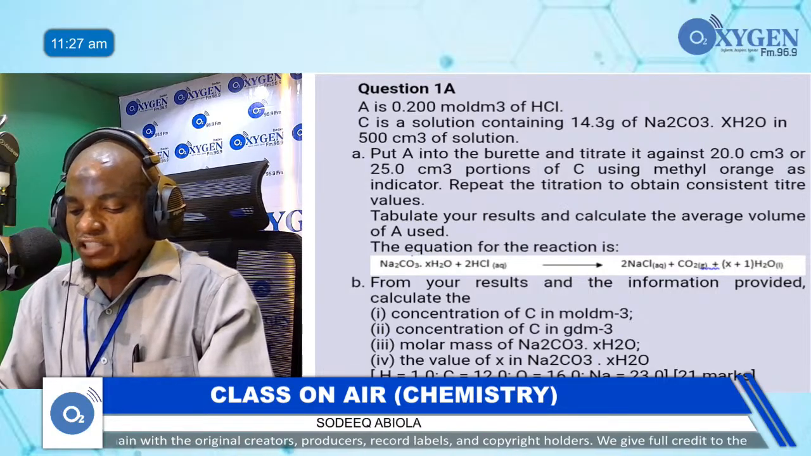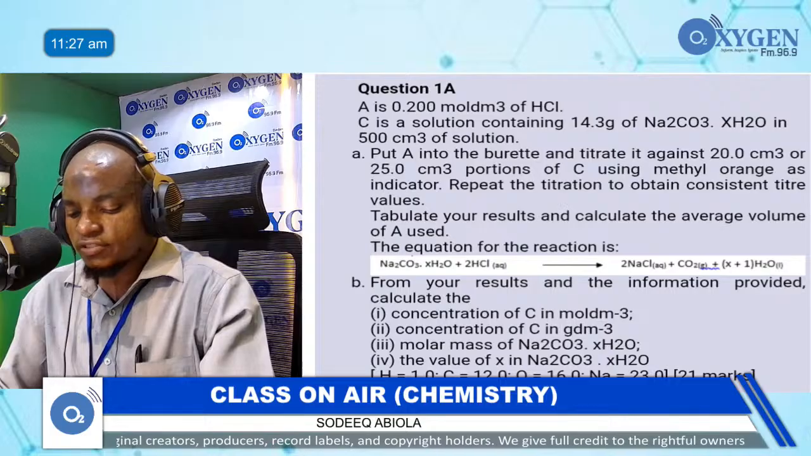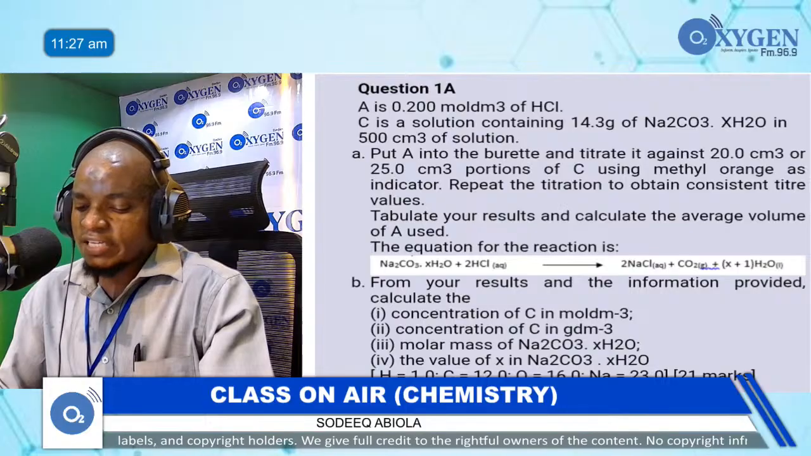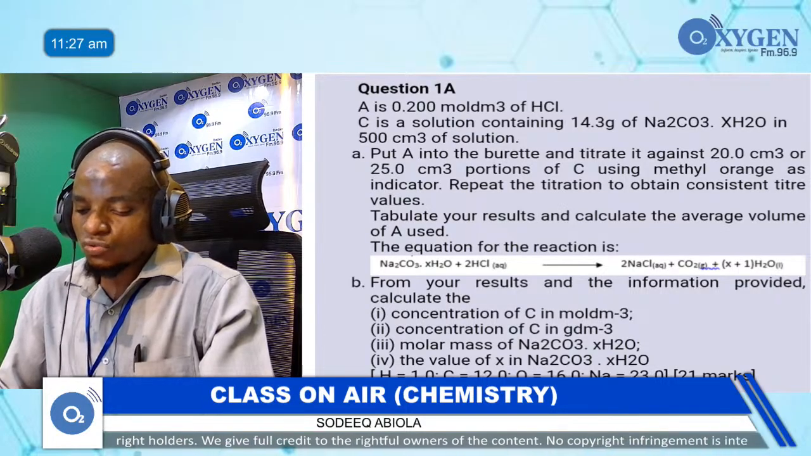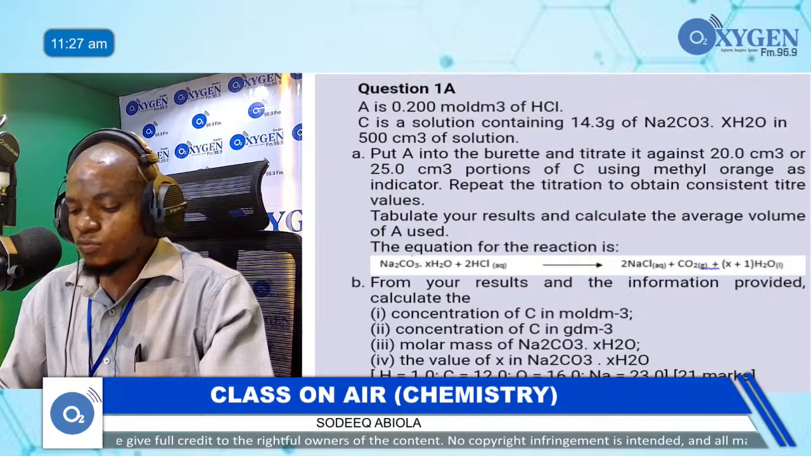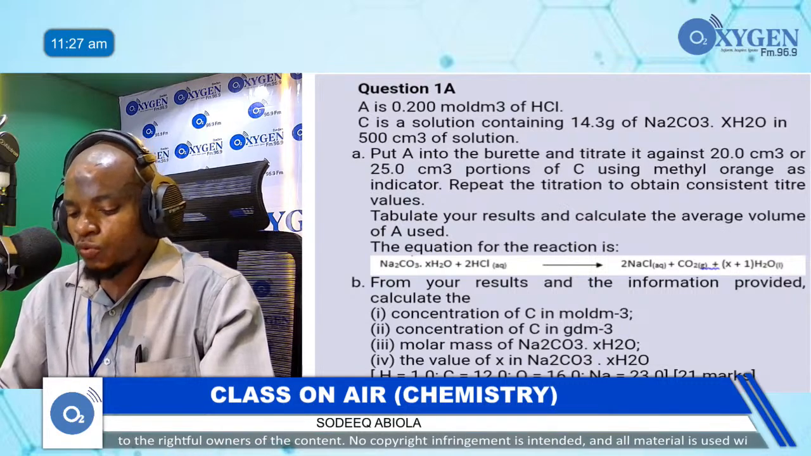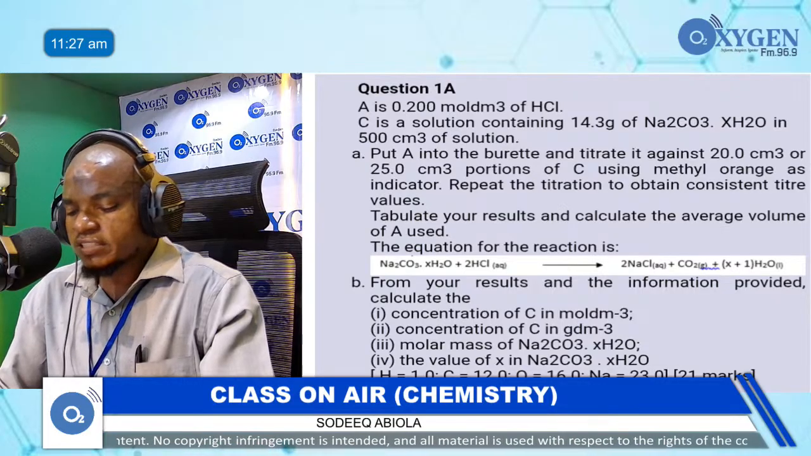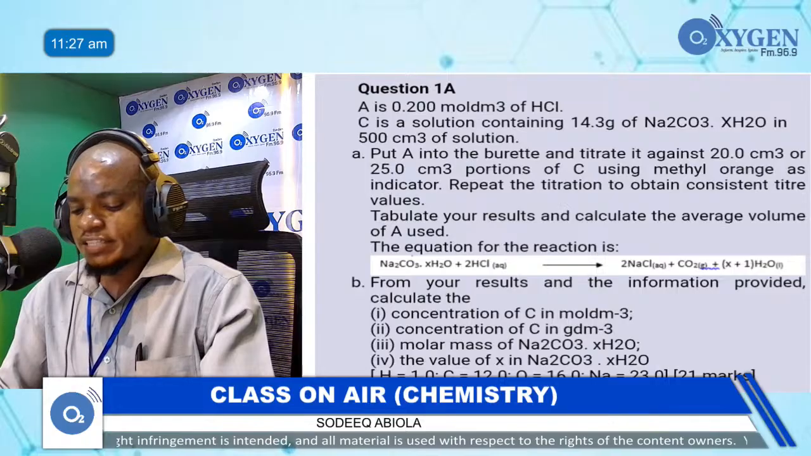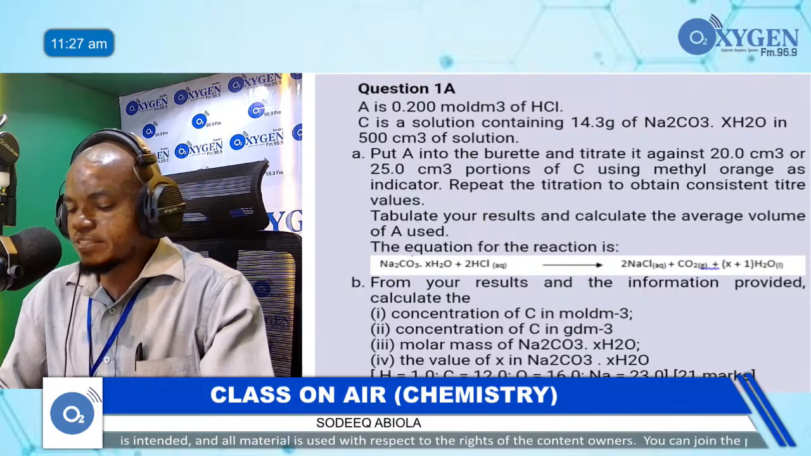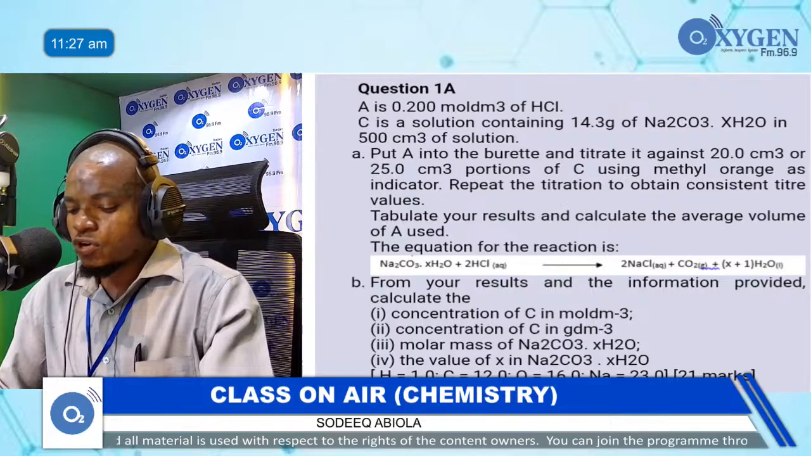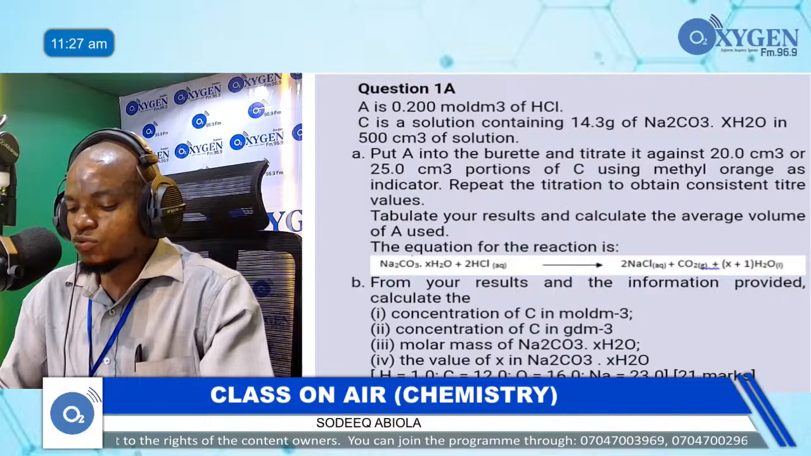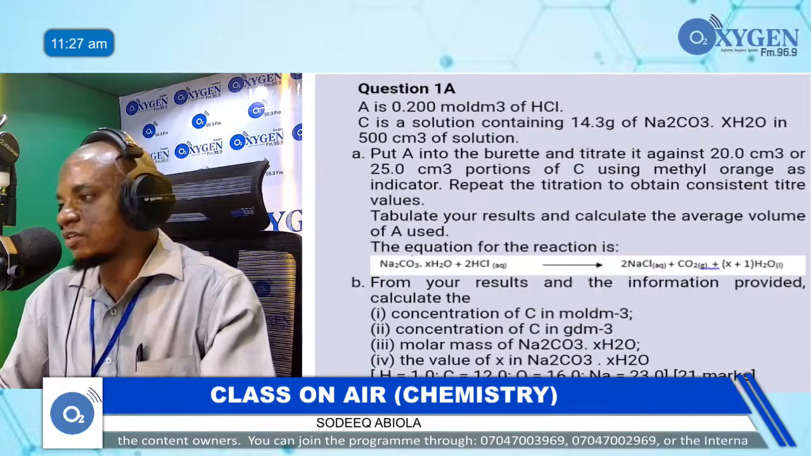The equation of the reaction is Na2CO3.XH2O plus 2HCl gives 2NaCl plus CO2 plus (X plus 1) H2O. Let me repeat the equation. Na2CO3.XH2O plus 2HCl gives 2NaCl plus CO2 plus (X plus 1) H2O. So that is the equation of the reaction.